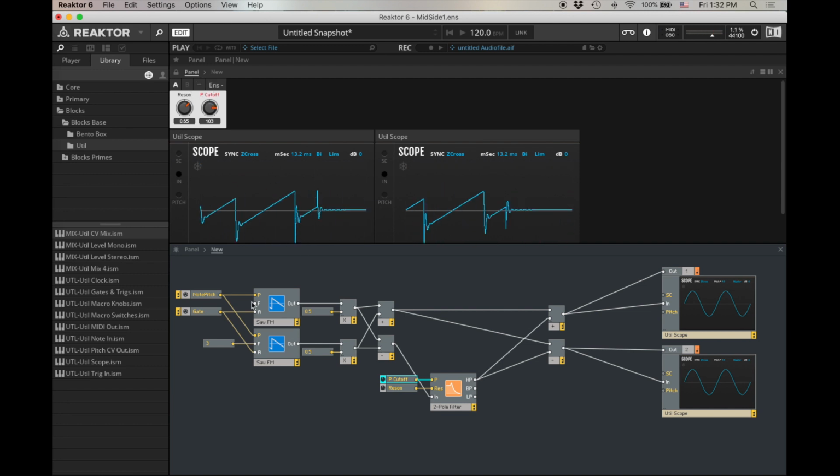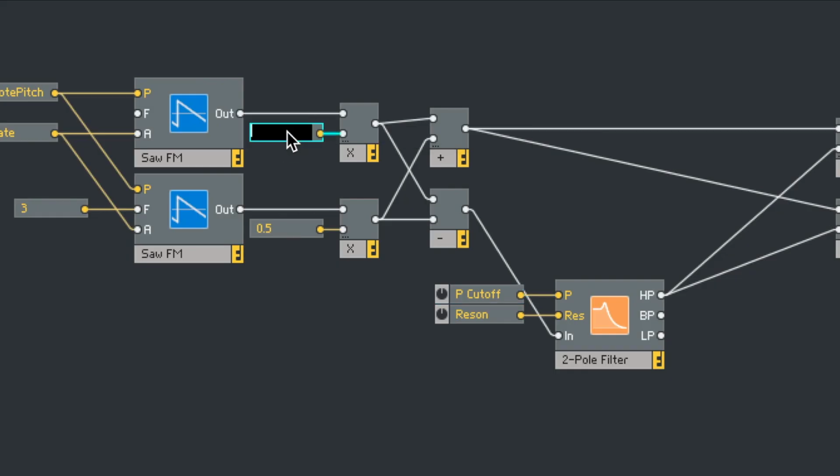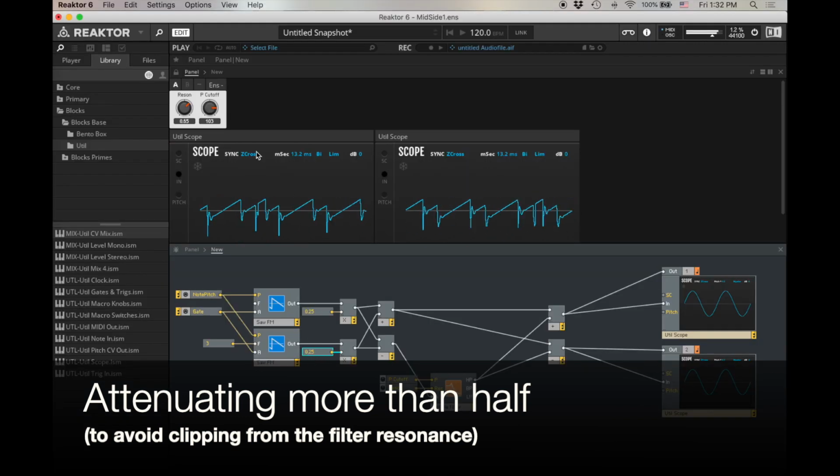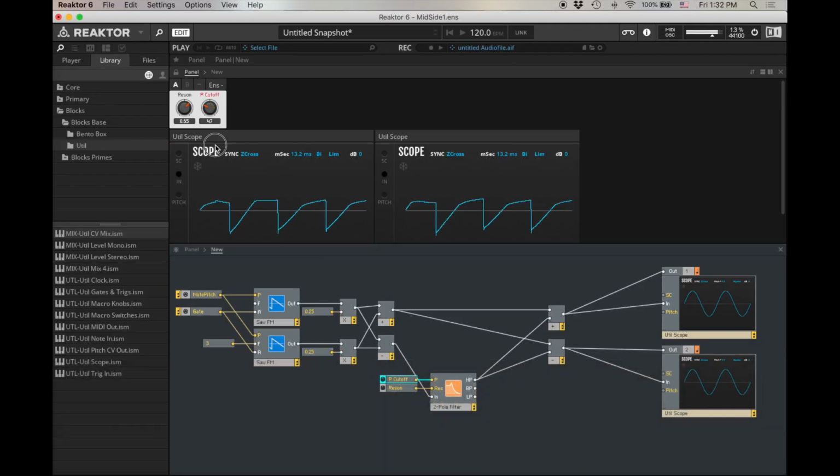I can see I'm getting a little bit of clipping. It's because these saws are at the maximum, right? And then I'm adding some resonance. It's kind of sloppy work, but I can turn them down here. I feel better if I'm not getting that clipping in there. Okay, that's pretty neat. Now I can do any number of things here.